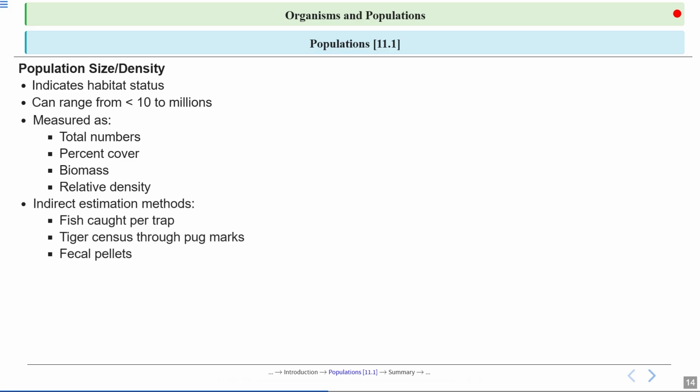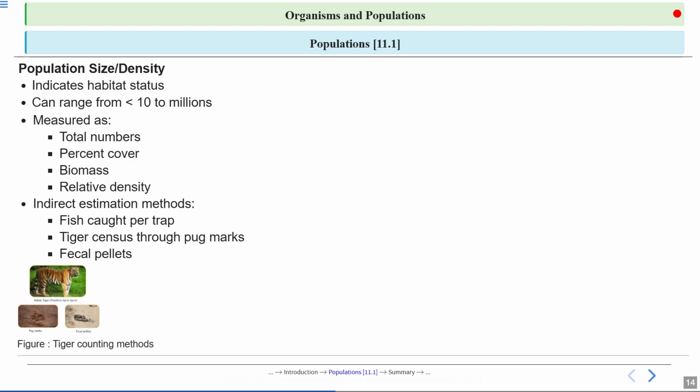Now, what are the indirect methods to estimate population? For example, the number of fish caught per trap can indicate fish density. Similarly, tiger population might be estimated through pug marks, and fecal pellets can provide clues about animal presence and numbers. Here you can see the tiger counting methods. Tiger census can be done through pug marks as well.